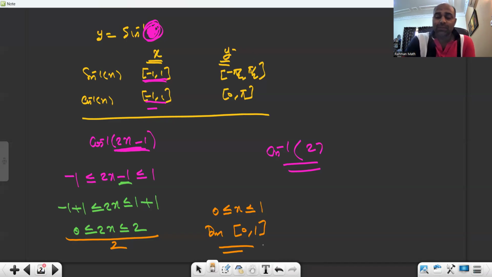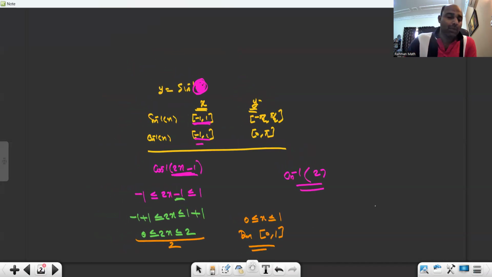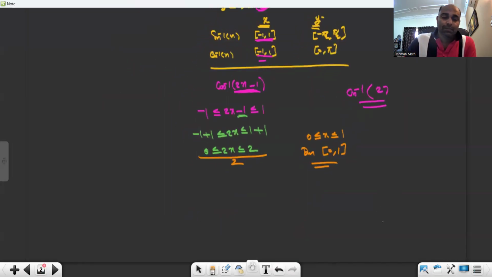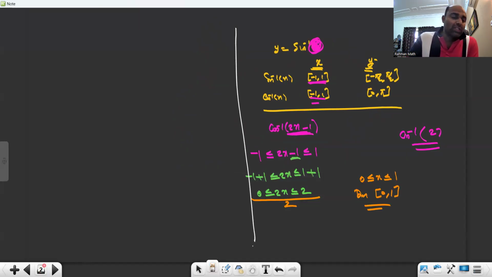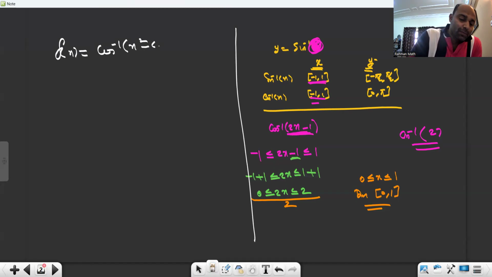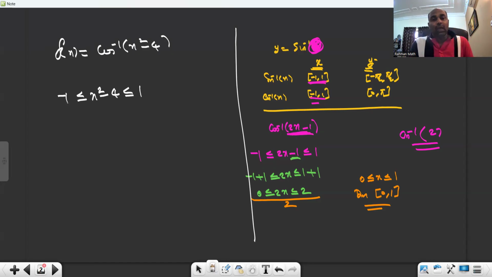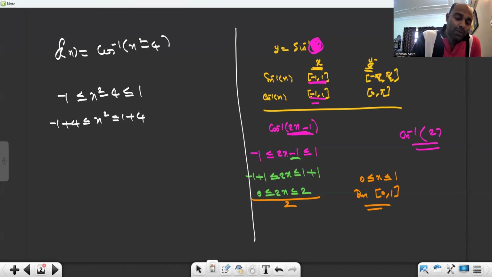Question number 6. Cos inverse of x square minus 4, f of x equal to. It's a little difficult. For cos inverse also, I told you minus 1 to 1. So x square minus 4 should be in between minus 1 and plus 1. First, minus 4 you transpose. So 3 less than or equal to x square less than or equal to 5.